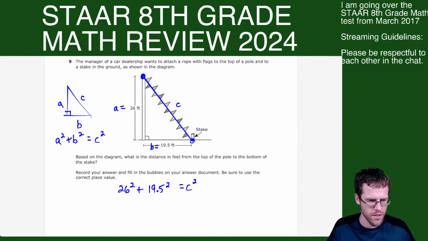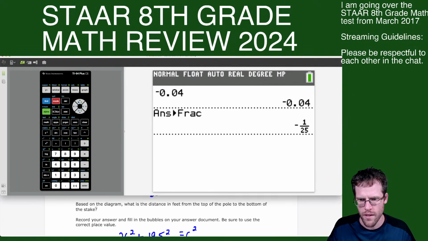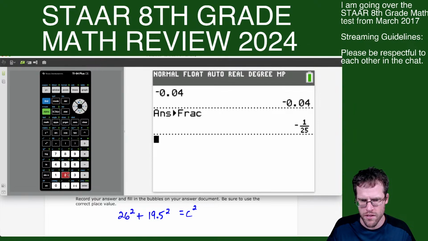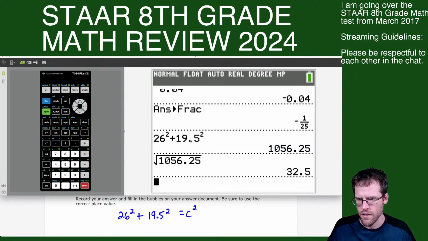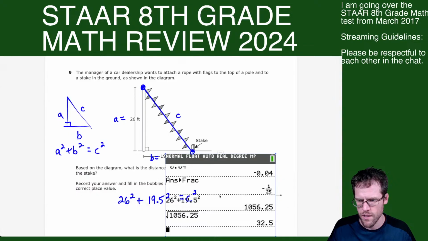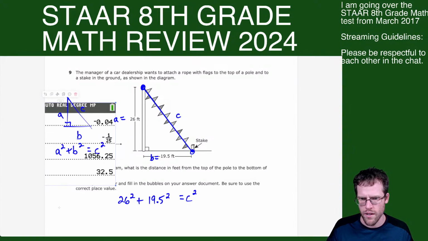If you'd rather see it step by step, I go back to the main screen and I'd have 26 squared plus 19.5 squared. Okay, and then I could just take the square root of that number. I just press enter on it. And it gives me everything that I need. Okay, so this is all that we need to close this out.